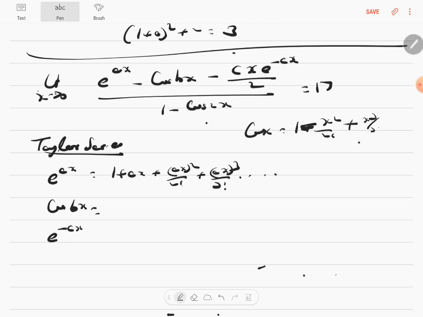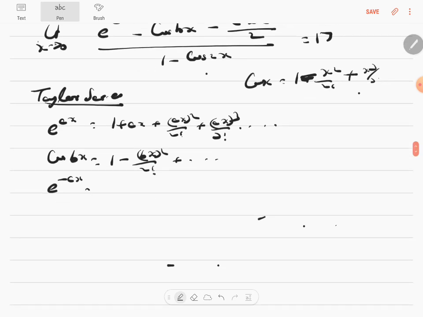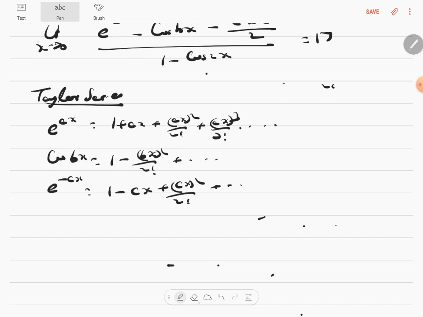We'll discuss other Taylor series later. For now, let's remember 1 minus bx the whole square by 2 factorial plus dot dot. You can ignore the higher powers when you're doing it. And for the exponential, you know it's the same series with alternating negative signs, because of minus cx. So 1 minus cx plus cx the whole square by 2 factorial, and so on. Actually, in fact, they won't even write the next term. That's all, this is the series.